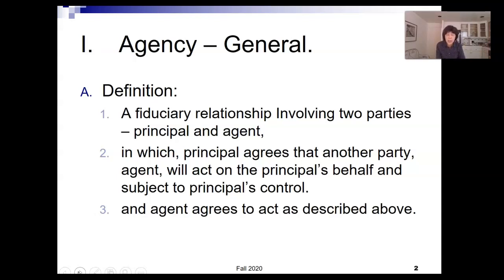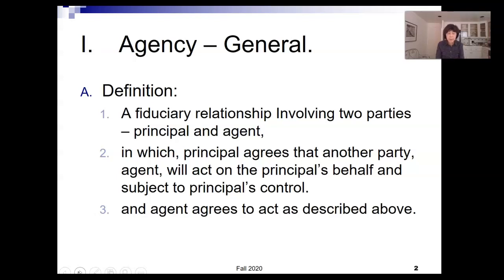First of all, agency is described as a fiduciary relationship between the two parties, the principal and the agent. Remember the word fiduciary? That's a term we used earlier in the semester in the areas of partnership and corporation. Whenever you have someone acting on behalf of another, there is a fiduciary relationship. Here, the agent will act on behalf of the principal. That is the fiduciary relationship.